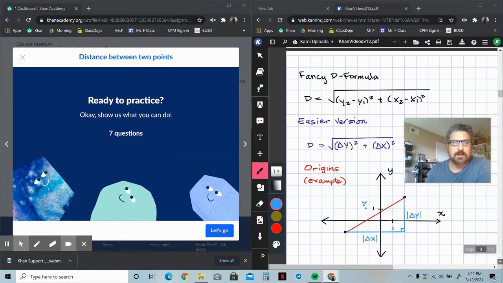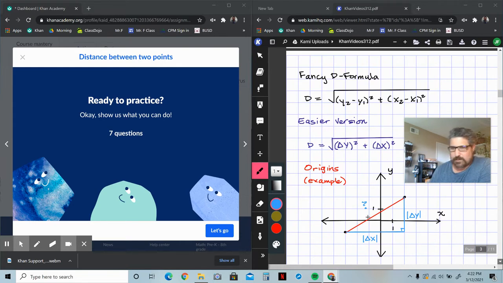This one is on the distance between 2 points. You can use the distance formula to find this, or you can graph it and just find the relationships that exist in the triangle that make up that line that you're talking about. So there's a couple ways to think about distance formula.